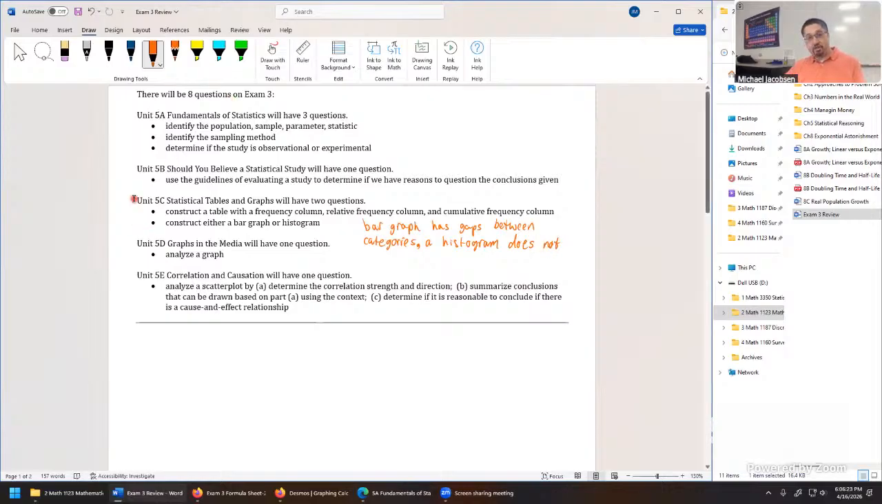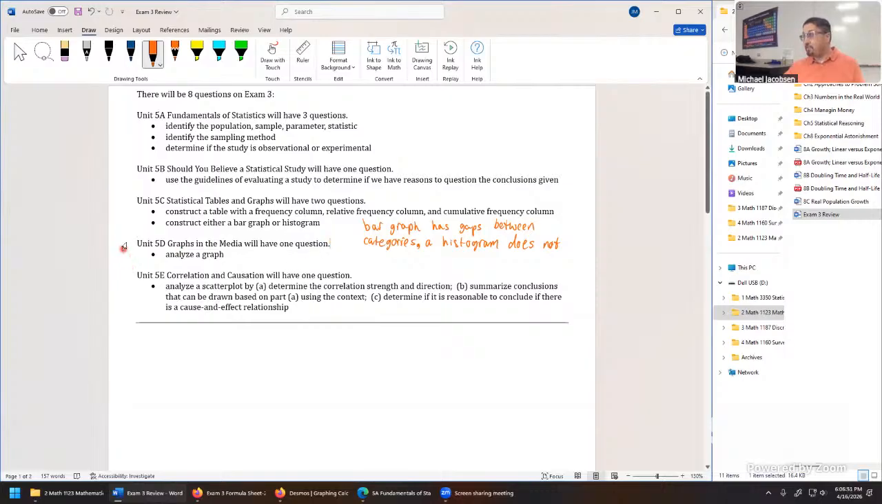So Unit 5C is kind of tricky in a couple ways. You'll be constructing a table with specific columns, and I'll also ask you to hand draw a graph, one or the other, not both. So our quiz was based on the histogram, but you could expect either or. Pretty much what I did is I used a random number generator to select one or the other. So you'll only have to hand draw one graph, same as what we did in the Unit 5C.